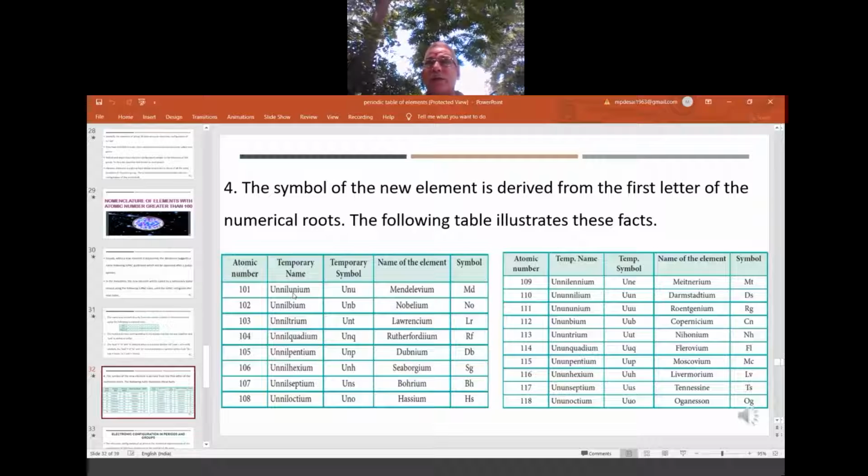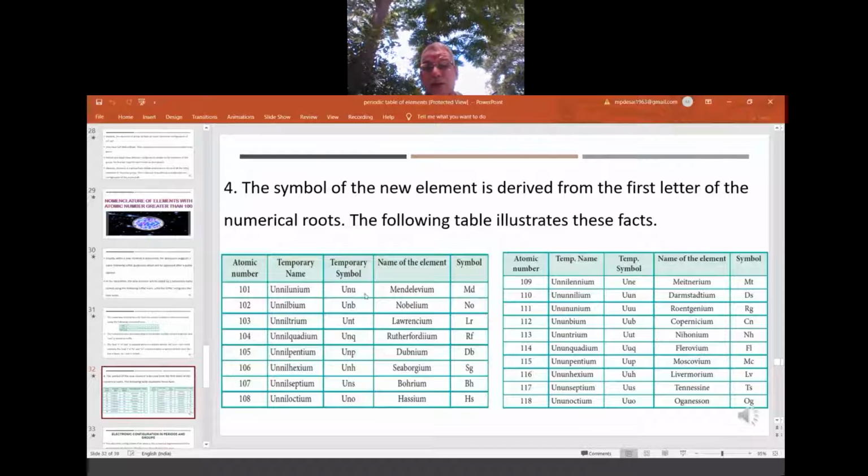Now at the end, I have to add the suffix IUM. So after adding the IUM suffix, the name becomes what? Unnilunium. So U for 1, N for nil, and again U for un. In short, the symbol is UNU.